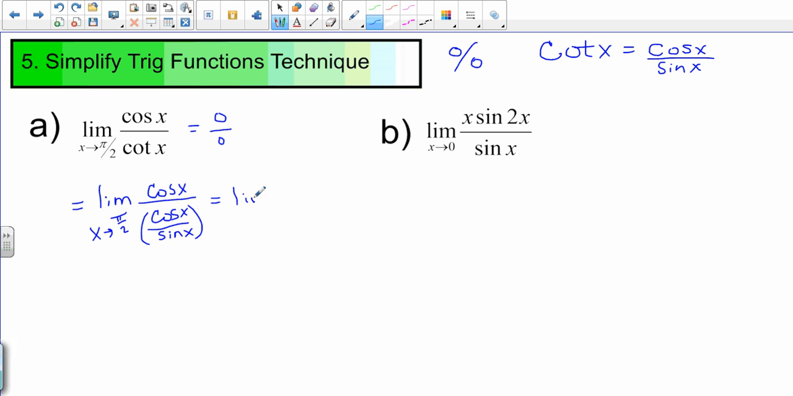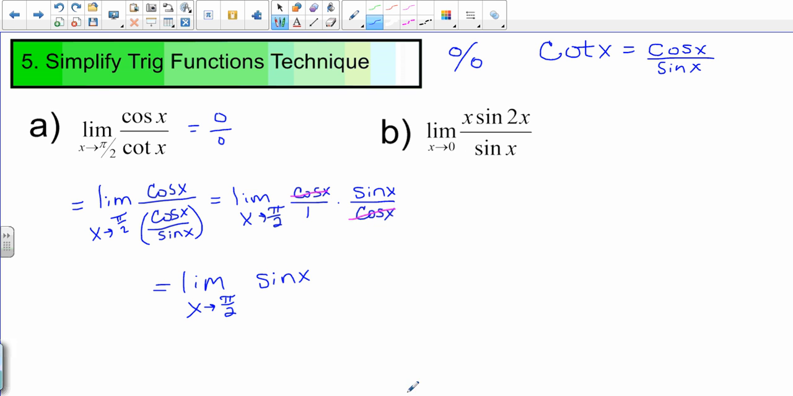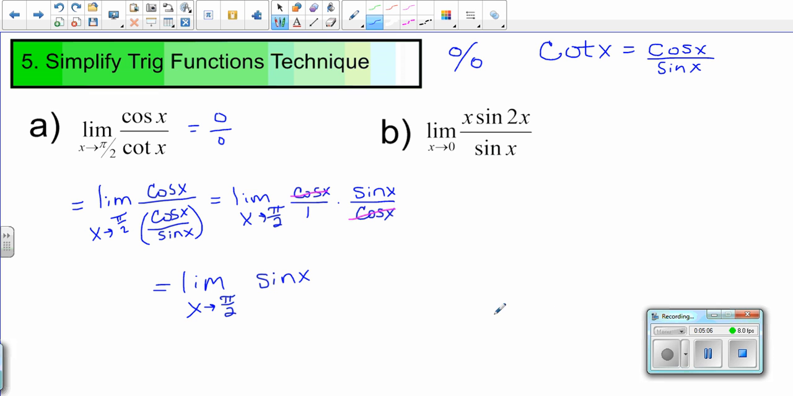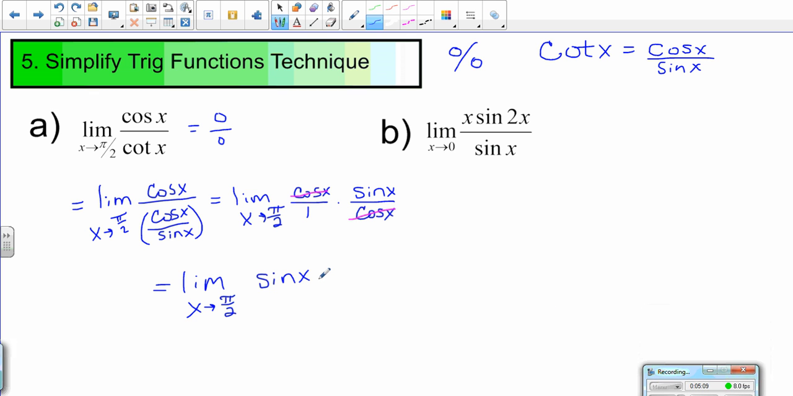Similar idea as last time. Let's multiply by the reciprocal because we're dividing by that fraction. So I'd have cosine of x, I could say over 1, multiplied by the reciprocal, sine x over cosine x. Now my cosines cancel away to make 1, and I'm left with the limit as x approaches pi over 2 of sine x. Plug in your pi over 2, and we'd have sine of pi over 2.